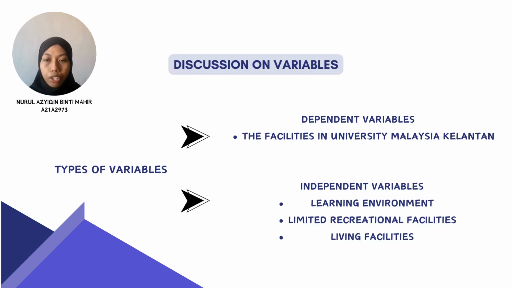Continue with the discussion on variables. In this study, we analyze both independent and dependent variables. Variables are characteristics or attributes of a case study occurring in various forms and taking on varying values which are measured, controlled, or manipulated in investigation. There are 2 types of variables, which are dependent variables and independent variables. The independent variables are the variables that are predicted to be linked to or explain variation in the dependent variable. The dependent variable in this study is the facility at University Malaysia Kelantan, UMK. Meanwhile, independent variables are learning environment, limited recreational facilities, and living facilities.